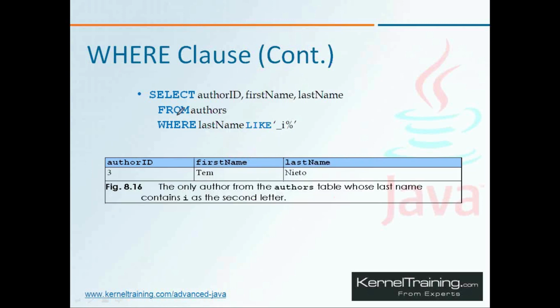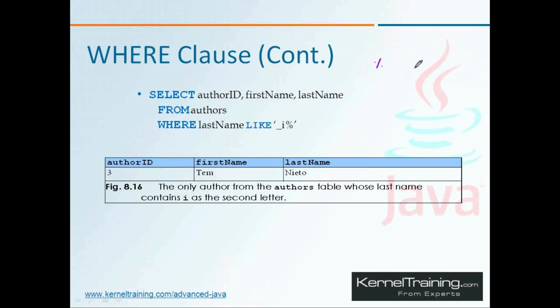One more example. Select author ID, first name, last name. I want to see author ID, first name, last name from the authors table. This is the authors table. Where last name like underscore I percentile. What is the meaning of that? The first character could be anything, but the second, underscore, means what? It is also a wildcard character.